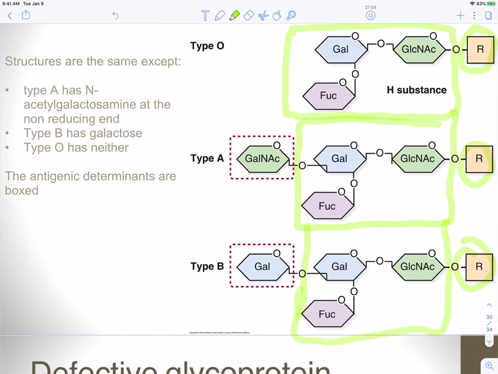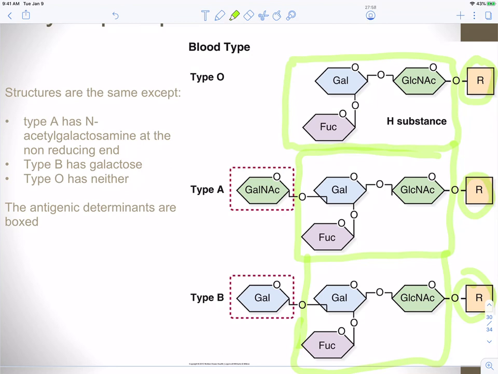And so that's why your O type is going to be the universal donor, because it's simply going to donate blood that has the sugars that are similar to the recipient, and the recipient doesn't see the O type blood as being foreign. Type A blood is going to have an N-acetylgalactosamine at the non-reducing end, shown here, and type B simply has a galactose, shown here. And that small difference is enough to enable rejection of type A blood in a person with type B and type B blood in a person with type A, and rejection of both A and B in a type O.